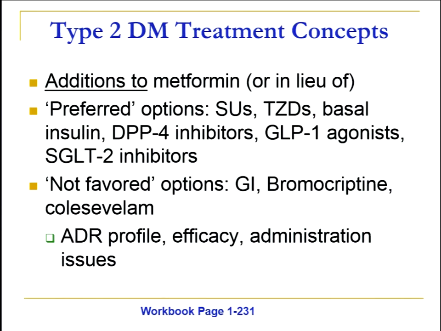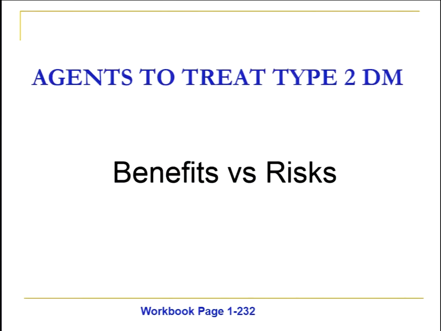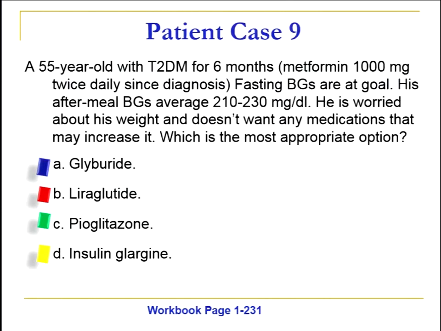Less favored options include the glucosidase inhibitors, bromocriptine, and colesevelam, Welchol. Simply because they have very minimal efficacy in some patients and or significant side effects or both. It doesn't mean you can't use them, it's just they're less preferred. So we're going to go through these different classes here in fairly rapid succession to give you an idea what are the benefits, why would you maybe choose one agent, and what are the risks, and maybe why not choose another agent. So first, patient case 9.